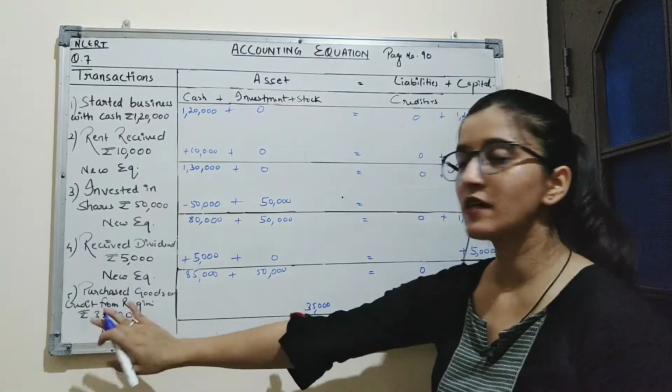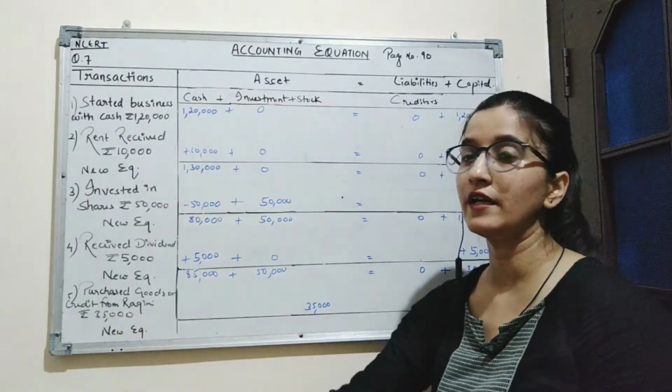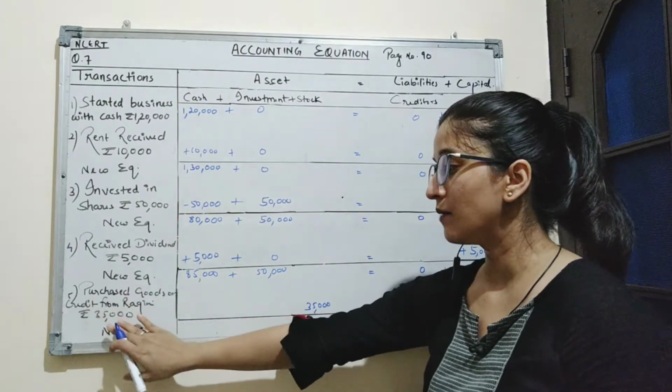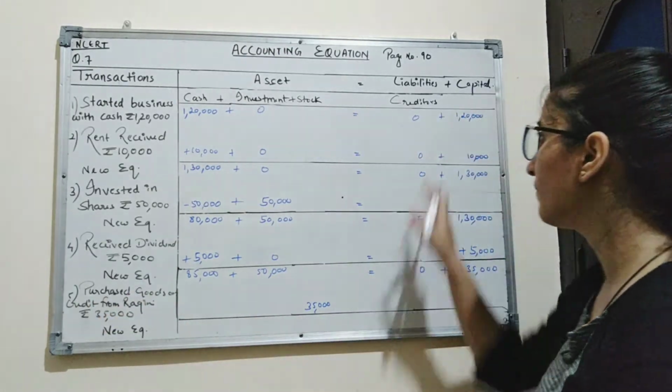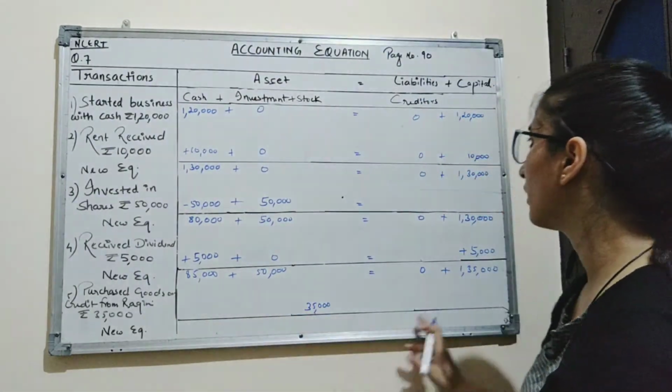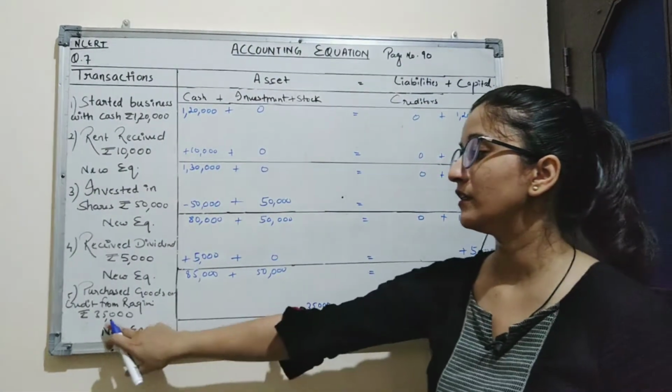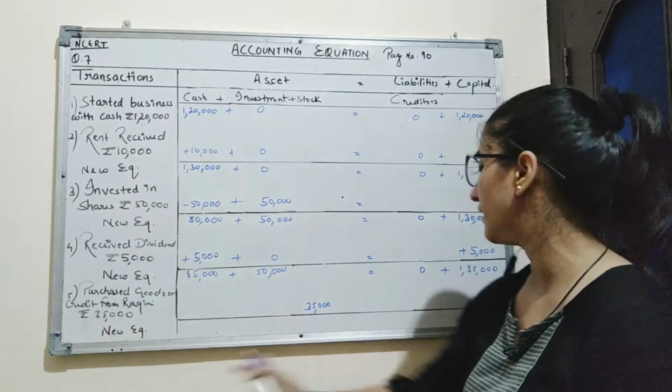Now, these goods have been purchased on credit. That means the liabilities of the company are increasing with the amount 35,000, and we will write this amount in the creditors column because these goods are purchased on credit.